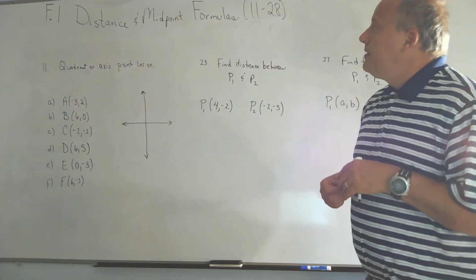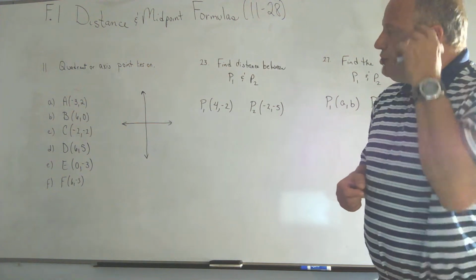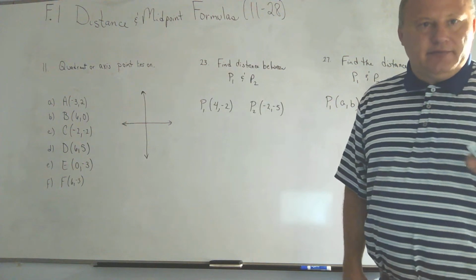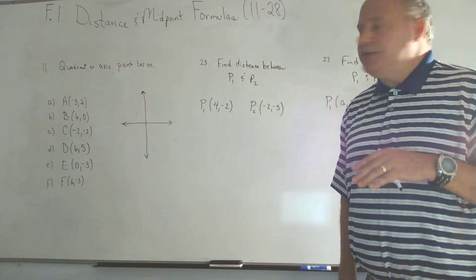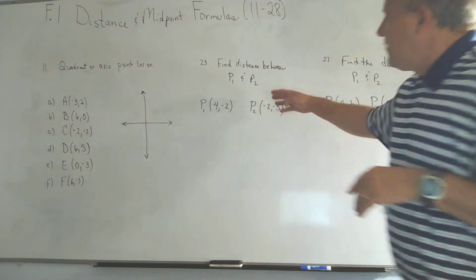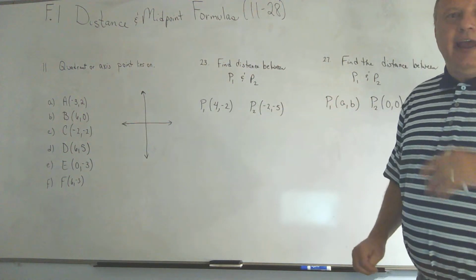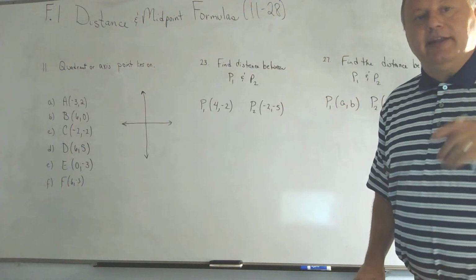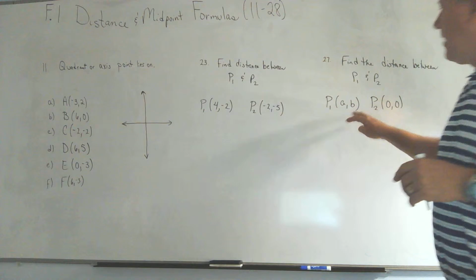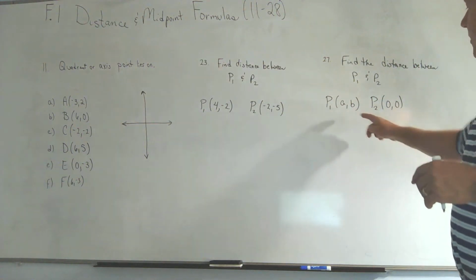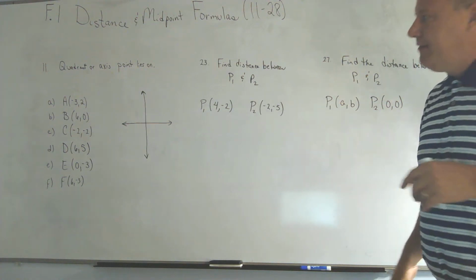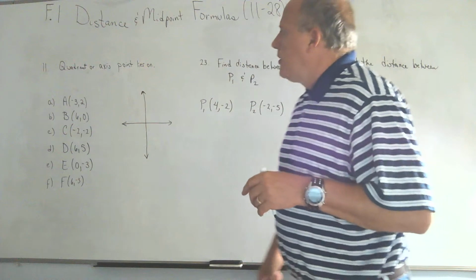On number 11, they want you to name which quadrant you're in, and that's all. They're not asking you to plot it, they just want to know which quadrant it's in. And the next one, we're going to find the distance between these 2 points, and we'll be using the distance formula that I gave you in the overview section, and I'll put it on here to remind you what that is when we get to this problem. The same thing happens on 27, but if you notice, this point is not known. It's AB.